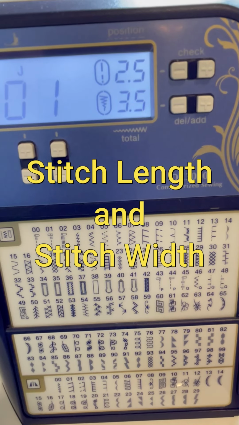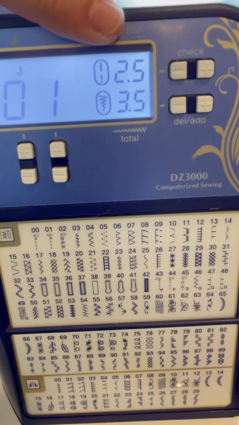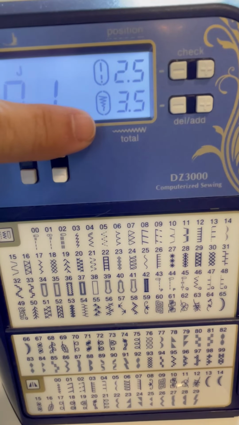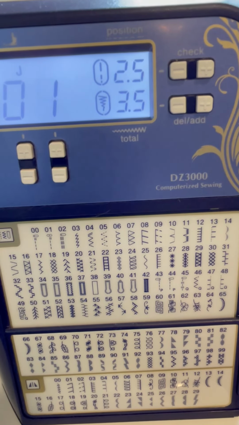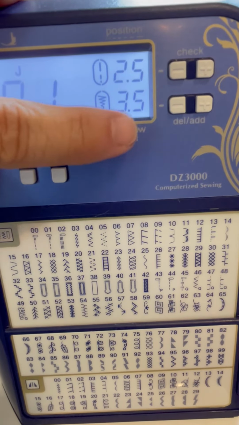Let's talk stitch length and stitch width. Depends on your machine where these controls are. On mine, this top one is the length, the bottom one is the width. This is my needle position over here. If you have a straight stitch, this side to side doesn't matter.